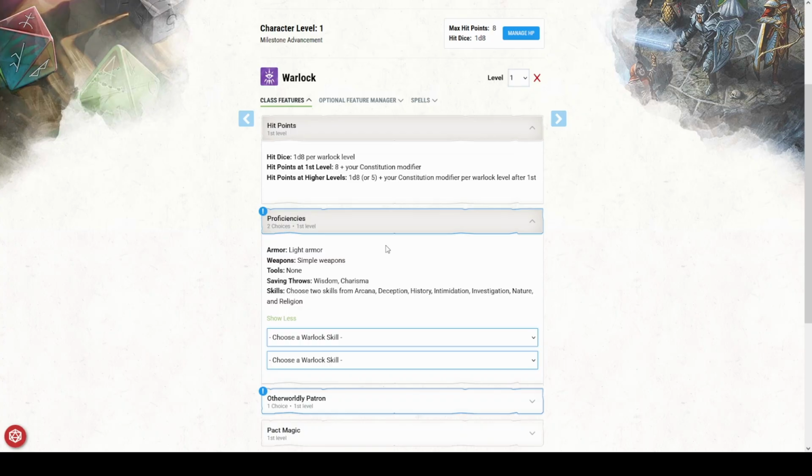And then there's saving throws. Saving throws are how you resist spell and ability effects. Wisdom and charisma. These are ability scores. I will explain them later. But saving throws are important. They're one of the key features of the game. Everyone has 2. One of these is really common. The other is a little bit more rare.